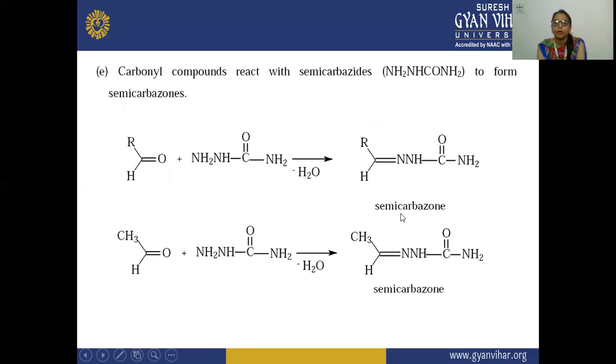Now the carbonyl compound reacts with semicarbazide, that is NH2NHCONH2, and there is a formation of this semicarbazone. Here you will see this RCHO reacts with this semicarbazide, and there is a removal of a water molecule, and there is a formation of this semicarbazone. So this semicarbazone is formed here.